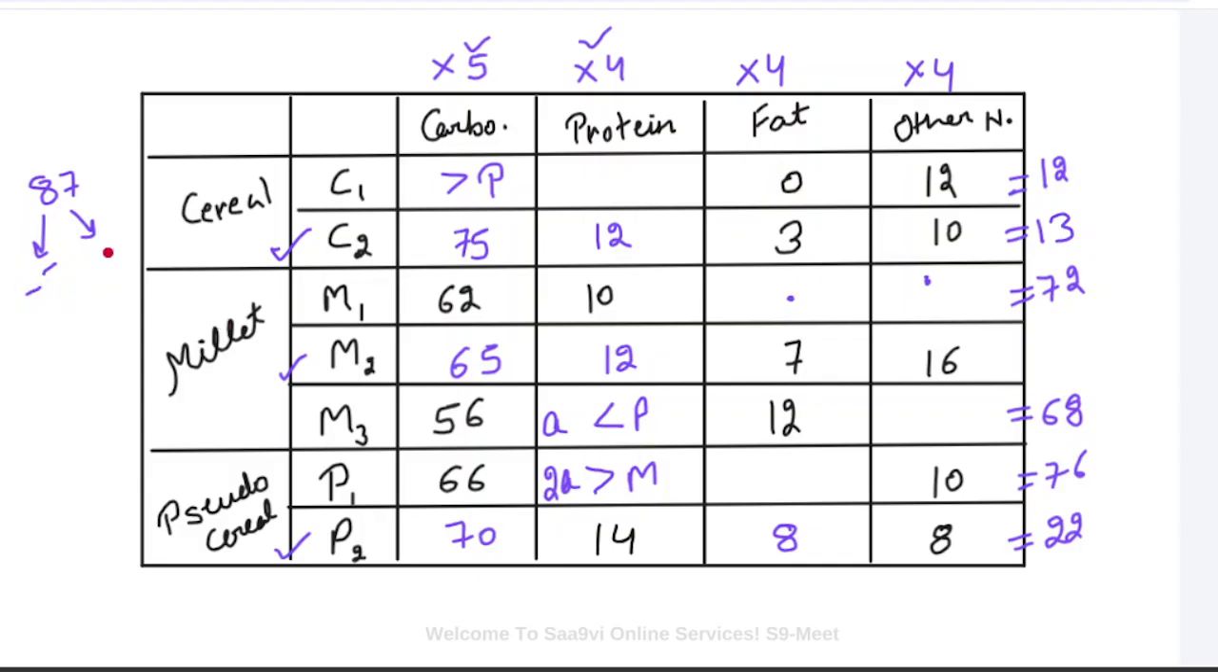On the same grounds, if we look at C1 now, the remaining is 88, and again this has to be at least 75. But with 75, I get 13, which is not a multiple of 4, and I need everything other than carbohydrate to be a multiple of 4. So this makes 80, and then this makes 8. Now that makes sense. This is 80, and this is 8. So C1 is also done. Cereals are done.